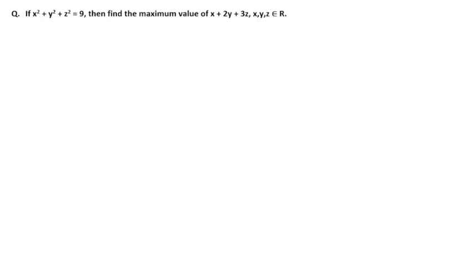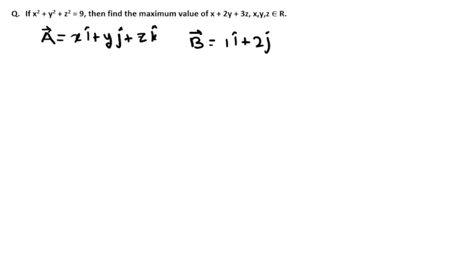Now let us begin this answer by assuming a vector A. Let this vector A be given by x i cap plus y j cap plus z k cap, where i cap, j cap and k cap are the unit vectors along the x direction, y direction and z direction. Similarly, we can also write the vector B, that is given by 1 i cap plus 2 j cap plus 3 k cap.